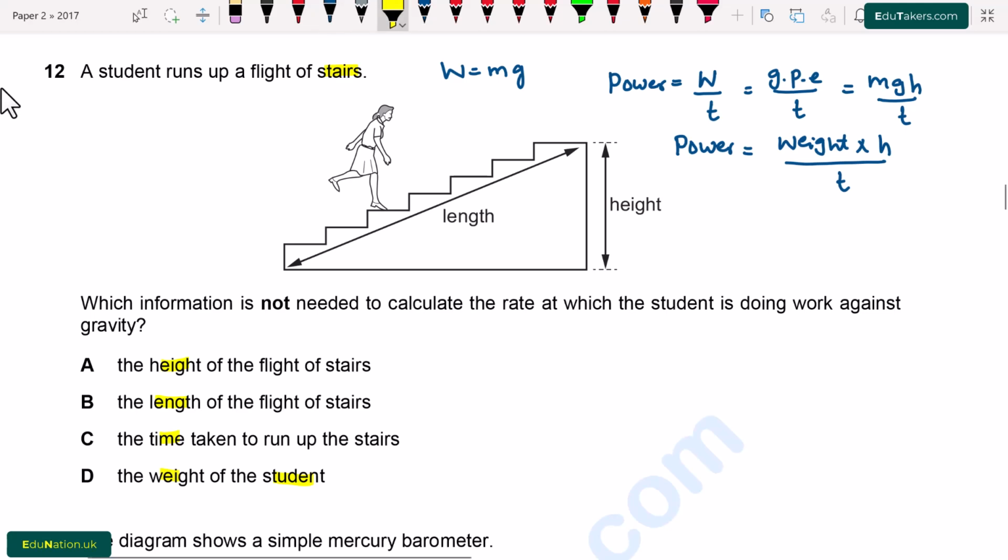Here in the formula of power, weight, height and time is required. Weight is given in the D option, height is given in A and in the option C, time is also given. It means that we don't need length in order to calculate the rate at which the student is doing work against gravity. From here, option C is correct.